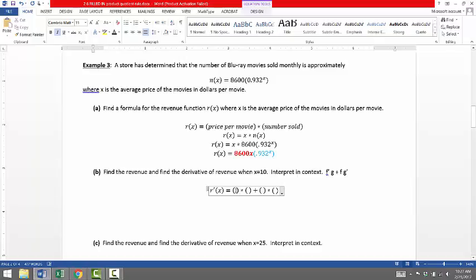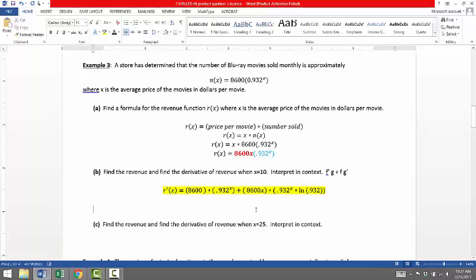In the first goes F prime. So F prime would be 8,600. G would be 0.932 raised to the X. F, I copy F, 8,600X. G prime, the derivative of that function in blue. The derivative of it would be 0.932 raised to the X times ln of 0.932. All right, there it is. That is our derivative R prime. Again, it can be simplified, but for right now, we're going to go ahead and just leave it as it is.